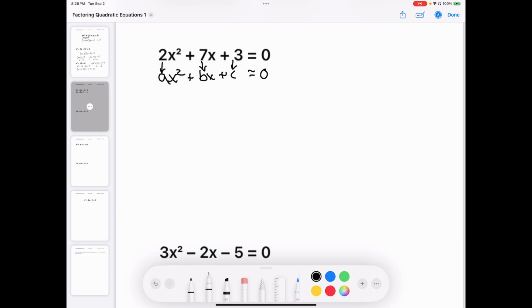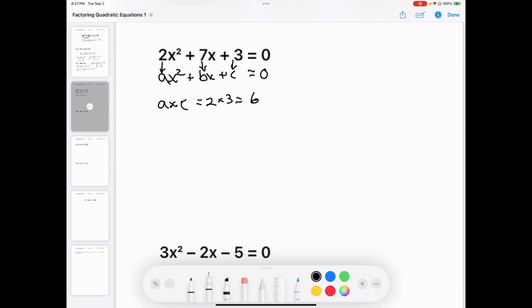So we're going to multiply a and c together. A times c is 2 times 3 equals 6. So we're going to find two numbers that multiply to give us 6 and add up to 7.